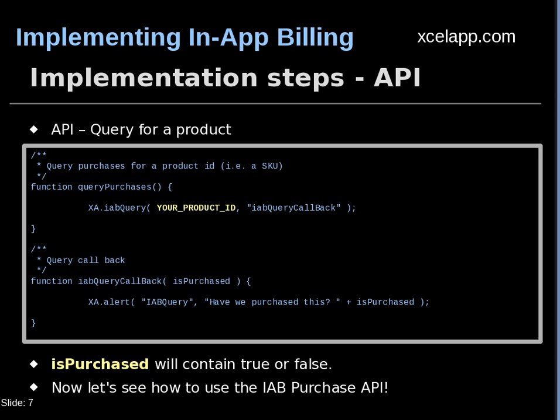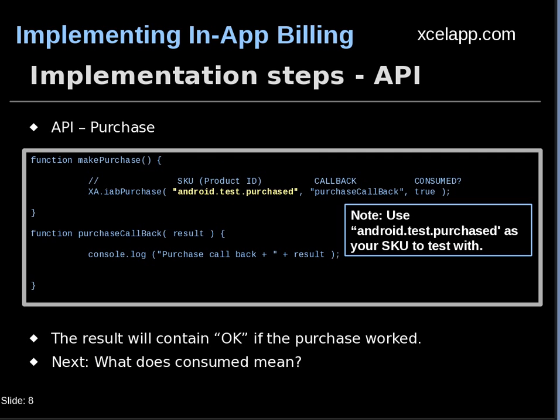Your product ID, again from the Play Store, and you give it a callback where to go when the query has been finished. When the query finishes, the callback is invoked, and we have one parameter. I'm calling it isPurchased here, and that will contain true or false. If the user has already purchased this particular product, it will contain true. If not, false.